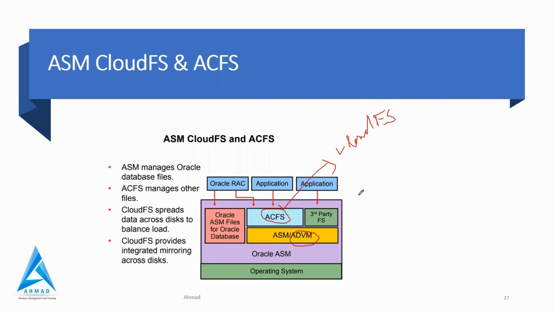Oracle ACFS supports these types of files: trace files, alert log files, application reports, BFILEs, and configuration files. Other supported files are also video, audio, text, images, engineering drawings, and other general purpose files. Without ACFS, that is not possible. And if you are using cloud, then you will use ASM Cloud FS. Clear?